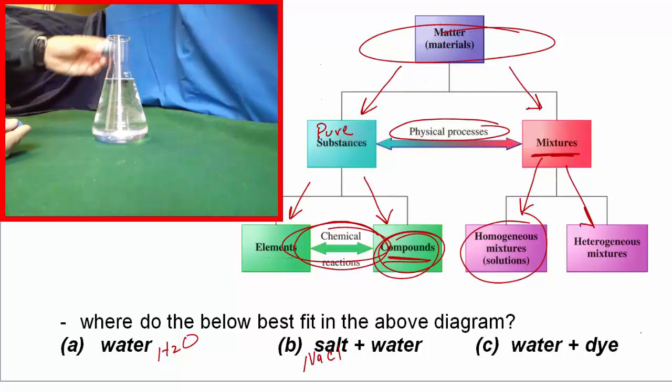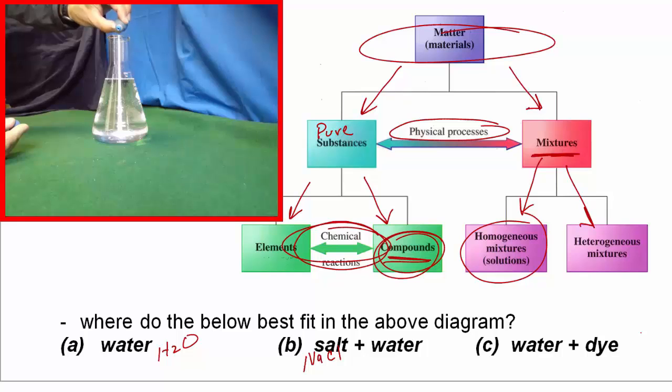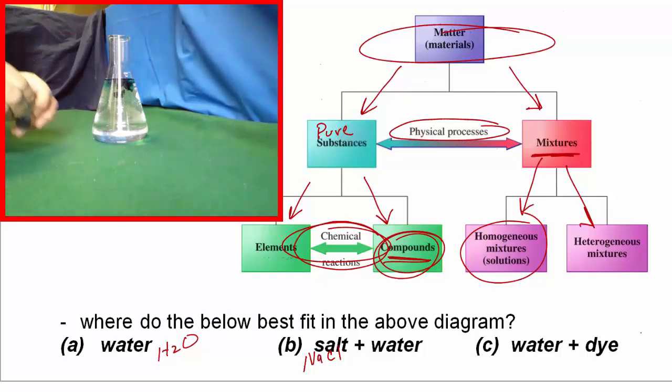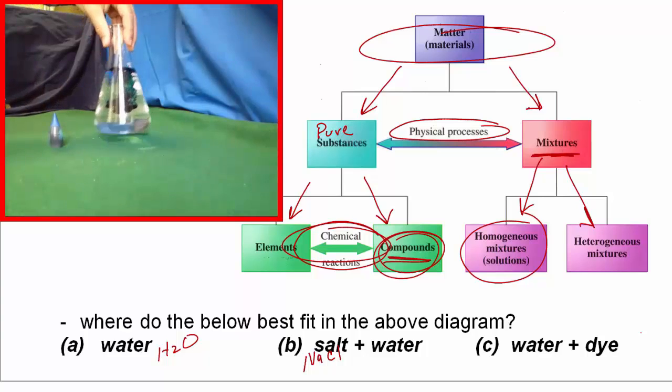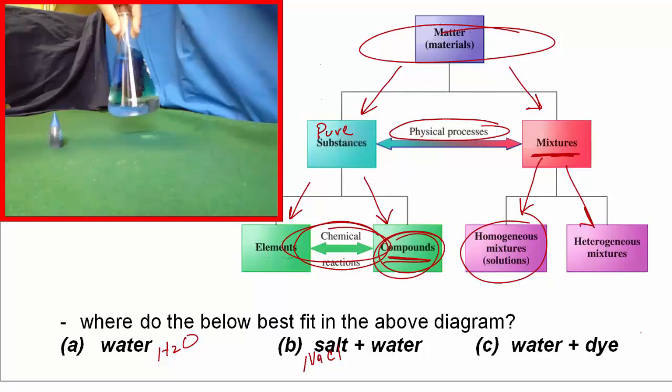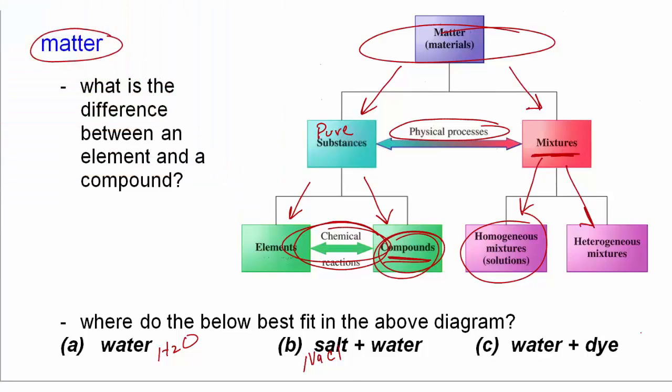If I take the food coloring or the dye and just drip it in, right now I have definitely what type of mixture? It's going to be a heterogeneous mixture. It's definitely not the same throughout. But all I need to do is just stir it up. Now I have a solution, a homogeneous mixture.